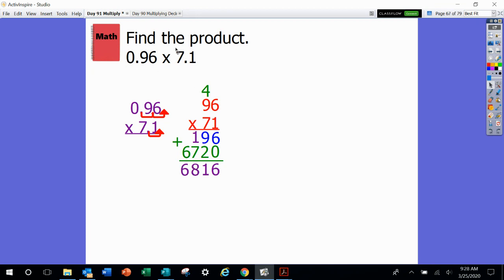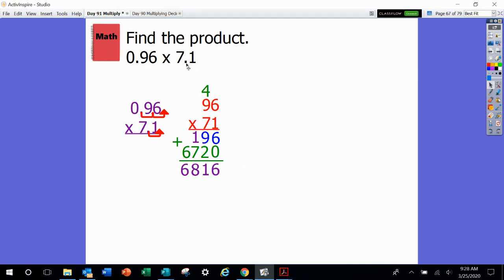Well, hopefully you're looking at this again. If I estimated this number, that's close to 1, and this is close to 7. 1 times 7 should give me 7. This 6,816 does not make mathematical sense for my original problem.